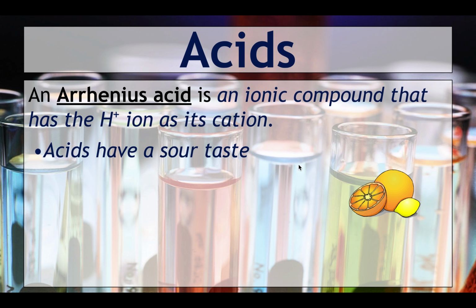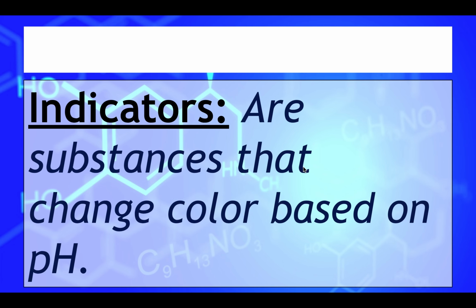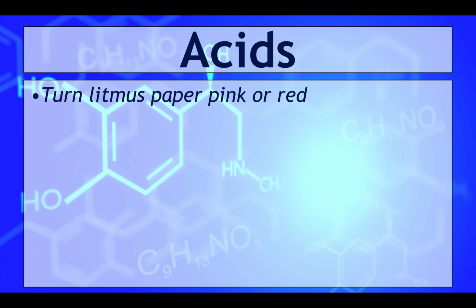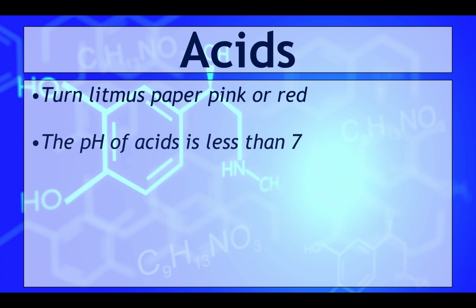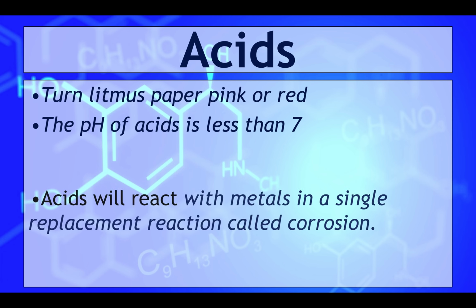Acids have a sour taste. For example, citric acid, so like lemons and oranges and things that have a little bit of a sour taste to them, that's because of the citric acid. Acids will also be called indicators to change colors. Indicators are substances that will change color based on the pH that they're in. Acids will turn litmus paper pink or red. The pH of an acid is going to be less than 7.